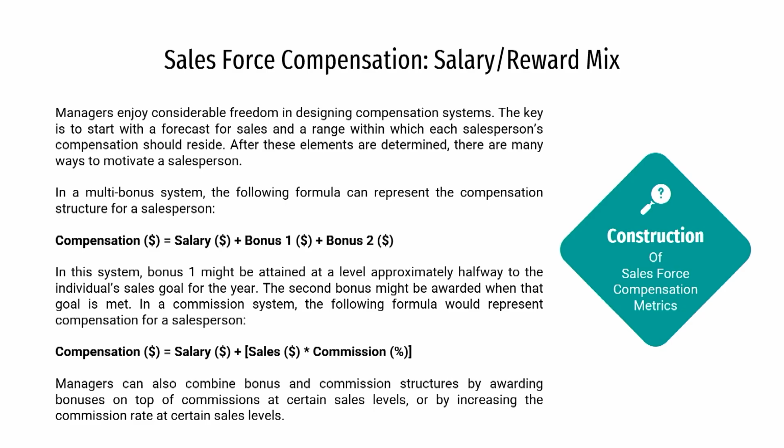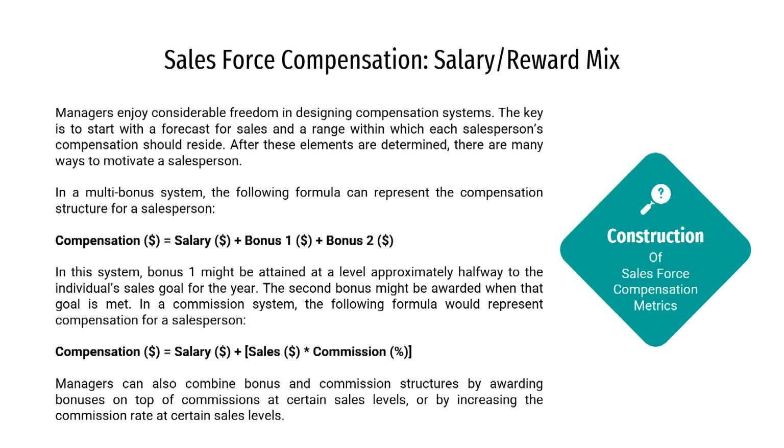In this system, bonus 1 might be attained at a level approximately halfway to the individual sales goal for the year. The second bonus might be awarded when that goal is met. In a commission system, the following formula would represent the compensation for a salesperson. It is not a bonus, not a lump sum amount; rather it is the incremental percentage of the additional sales achieved by the salesperson. So, the total compensation in a commission system can be salary plus sales in dollars multiplied by the commission percentage, right.